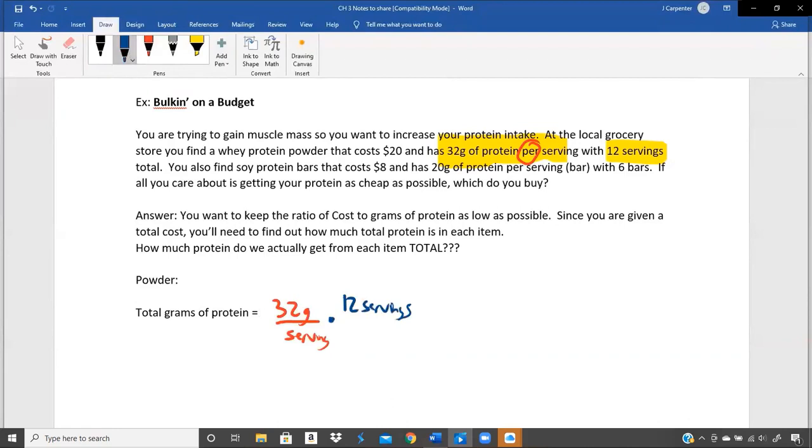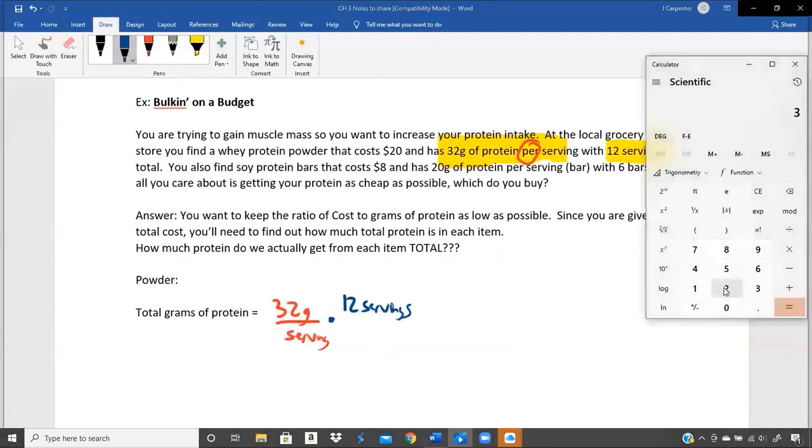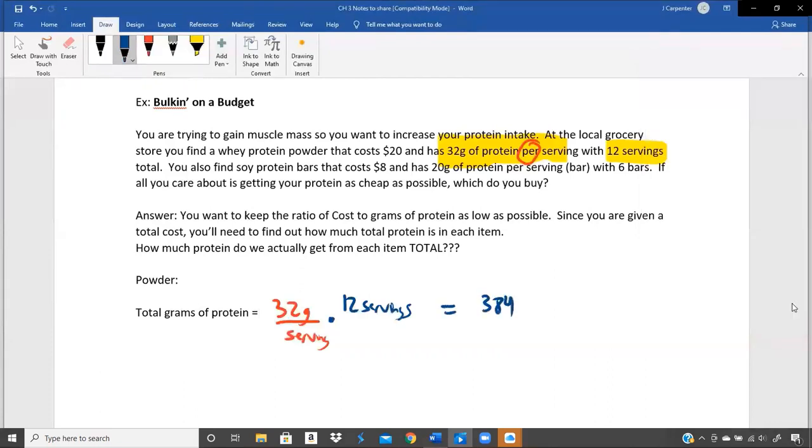And that's the same idea as we saw in the very beginning of 3.1. I don't want to do that, just going around in a circle twice, though. So if you take the 32 times the 12, you'll get a number. And it's 384. Now let's see what the units do. We have the grams. The grams are still there because it didn't cancel anything. We have a serving at the bottom and a serving at the top, so they cancel. So the total grams of protein is 384 grams.